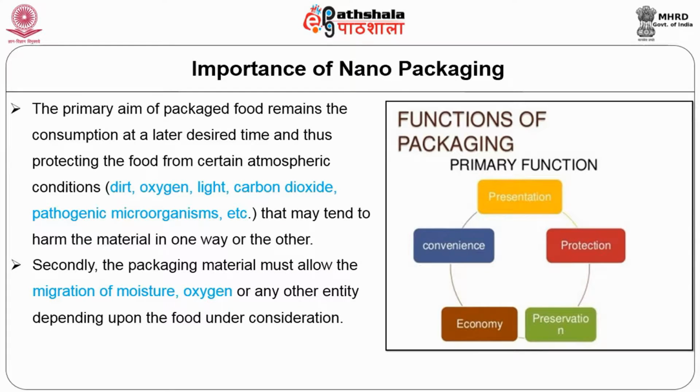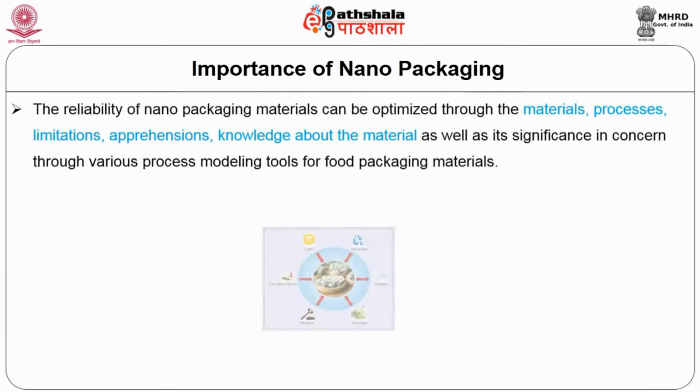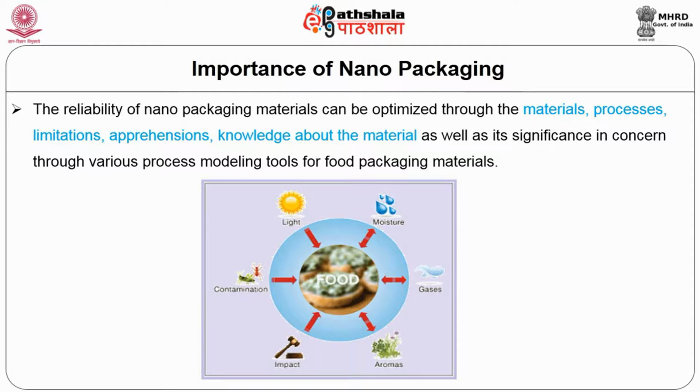Secondly, the packaging material must allow the migration of moisture, oxygen or any other entity depending upon the food under consideration. The reliability of nano packaging materials can be optimized through the materials, processes, limitations, apprehensions, knowledge about the material as well as its significance in concern through various processing modeling tools for food packaging materials.